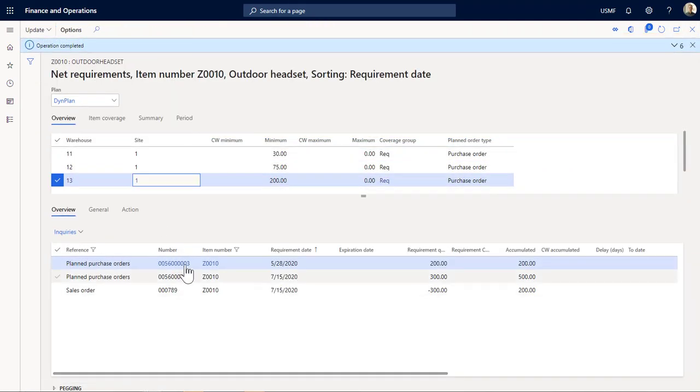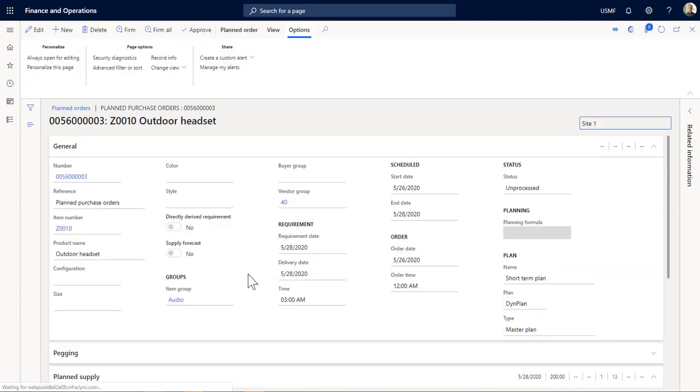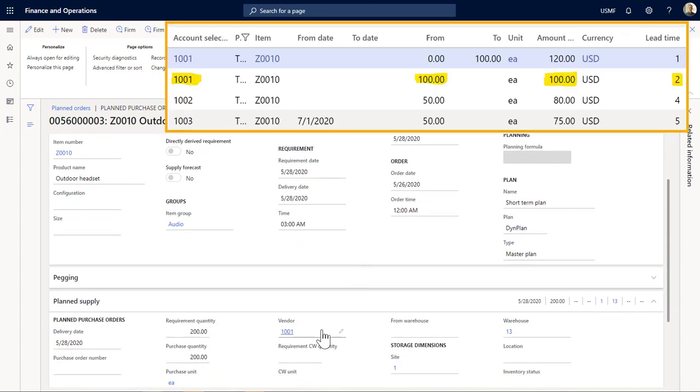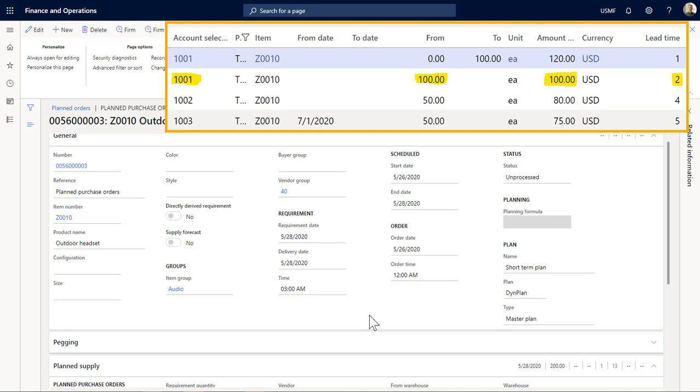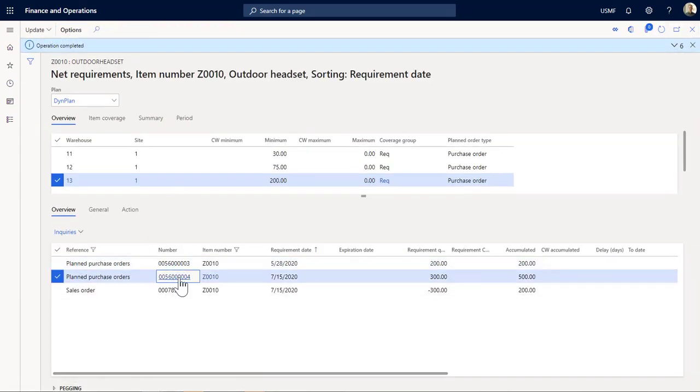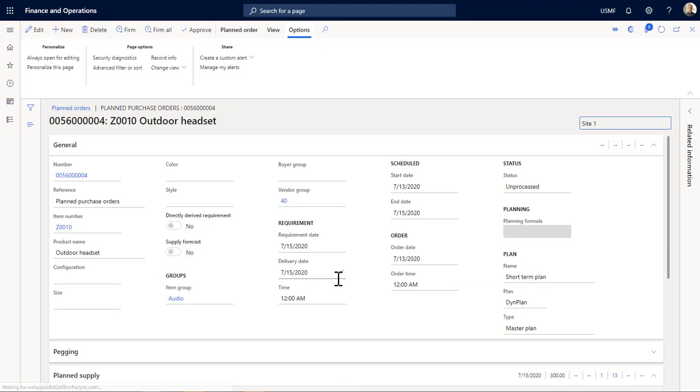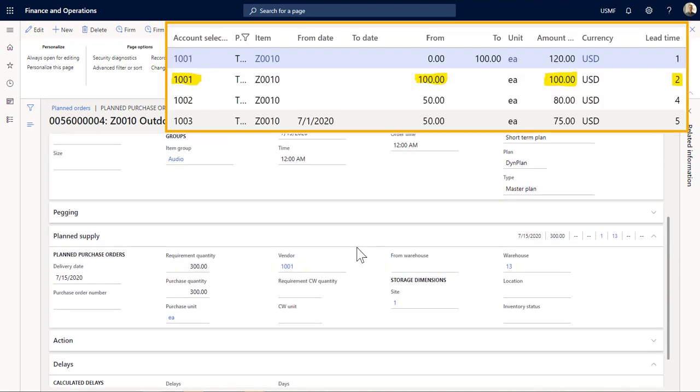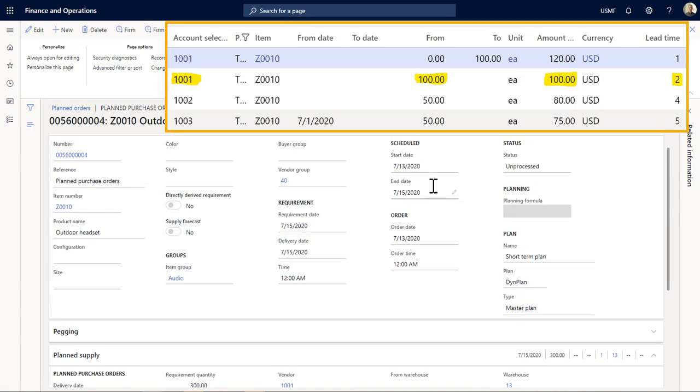The third one here, again, this one goes to vendor 1001 because even though it's above 100, he can deliver it in 2 days. And the last one here for the sales order, that would be the same. It would also go to vendor 1001 because it's the fastest delivery where we can get it in 2 days.